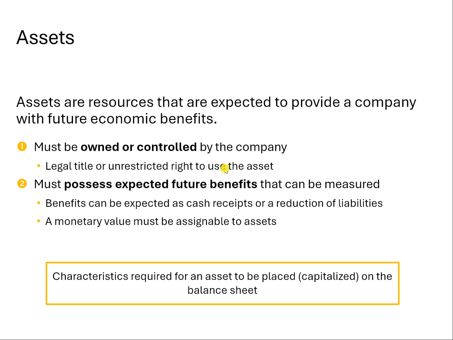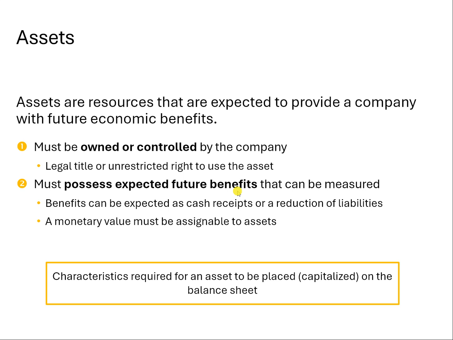However, if you sign a lease contract, and the lease contract gives you an unrestricted right to use, then you may have a chance to record it as an asset under the lease contract. Second, it must give you expected future benefit.